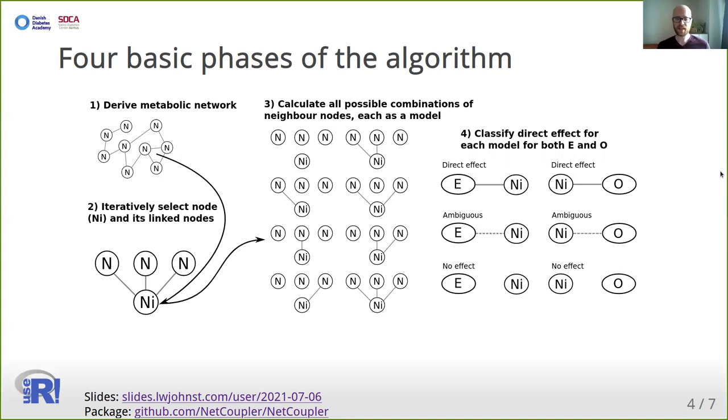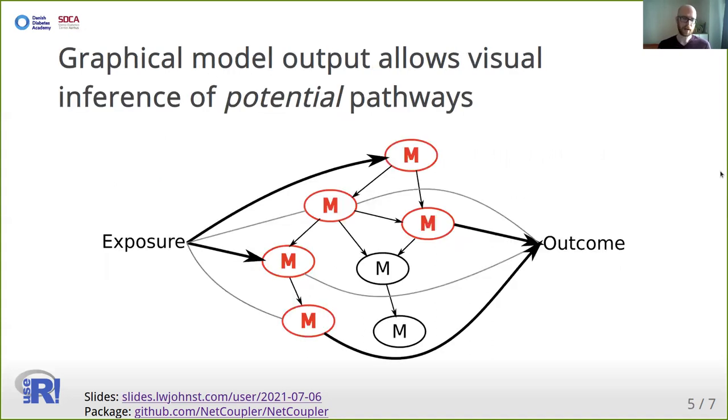The fourth phase is then taking those models and linking them with the exposure E or the outcome O. And then based on some specific threshold, classifying the link between exposure or outcome and the index node as either direct effect, ambiguous, or no effect. The final graphical model output can allow for visually inferring about potential causal pathways.